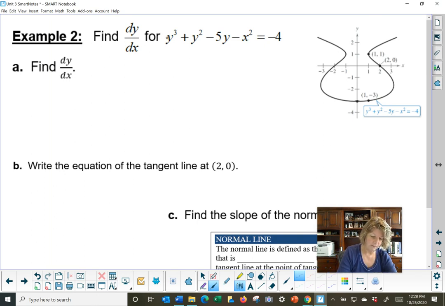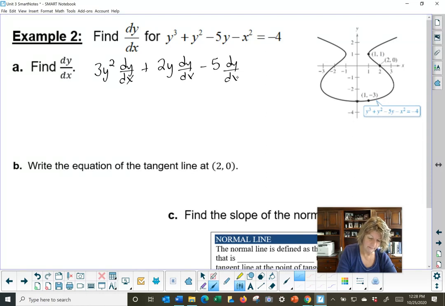Implicit differentiation. Power rule is going to give us 3y squared. Since the variable is not x, it's going to be a dy/dx, plus 2y dy/dx, minus 5 dy/dx, minus 2x dx/dx, but why write it, equals 0. I just simply use power rule along the way on all those y's.